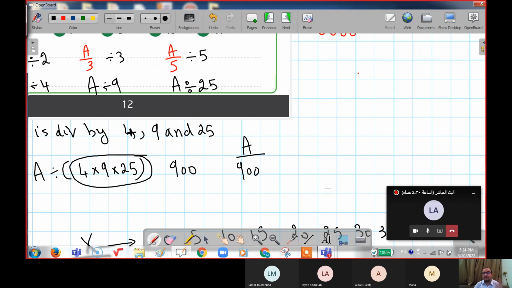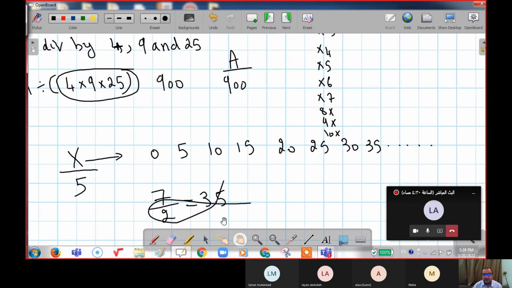You have just to multiply by 0, by 1, 2, 3, 4, 5, 6, 7, 8, 9, till the end. So I choose 900, then by 0, by 1, by 2, by 3, by 4, 5, 6, 7, 8, 9, 10, 11. Multiplication from here.